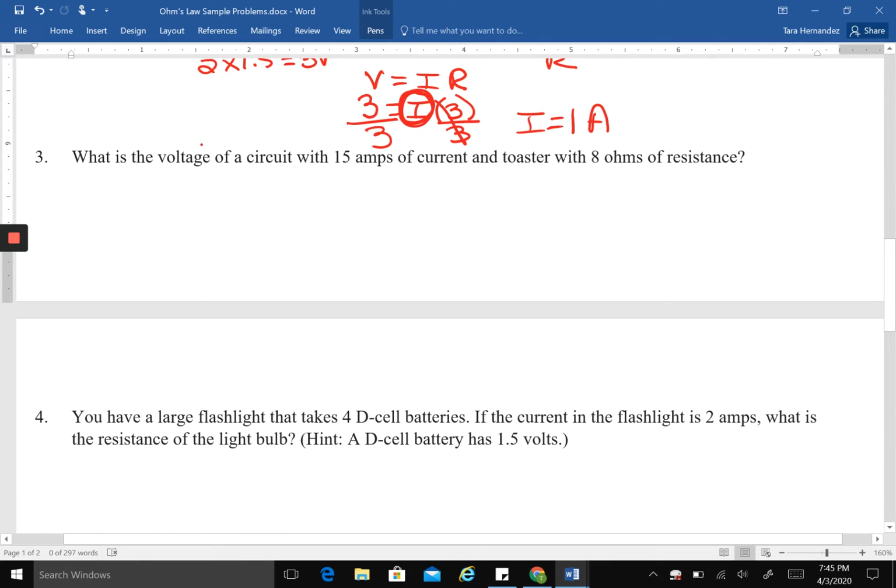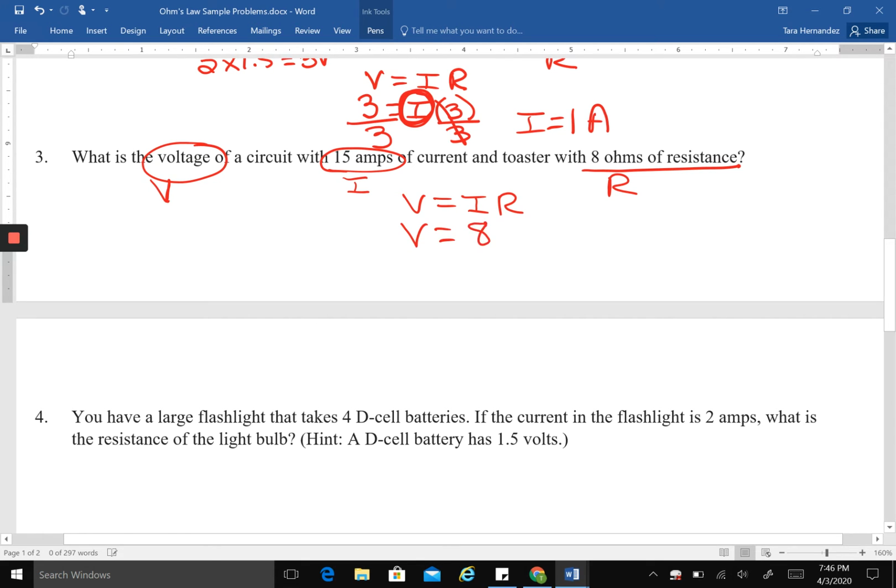All right, this time it says what is the voltage? So V is for voltage. It's what I'm looking for. And I have 15 amperes. I is for ampere. And I have 8 ohms of resistance. Ohms is the unit for R for resistance. So V equals IR. I'm looking for V.